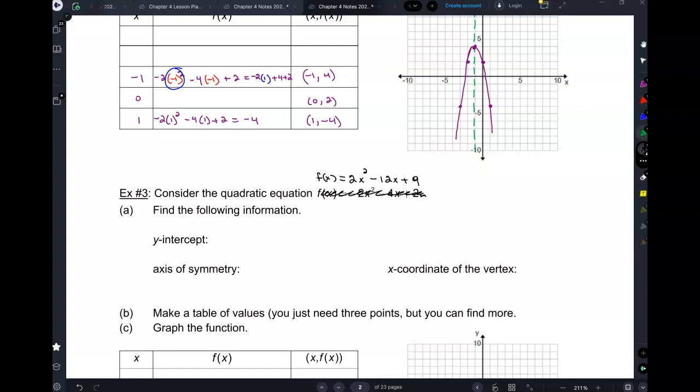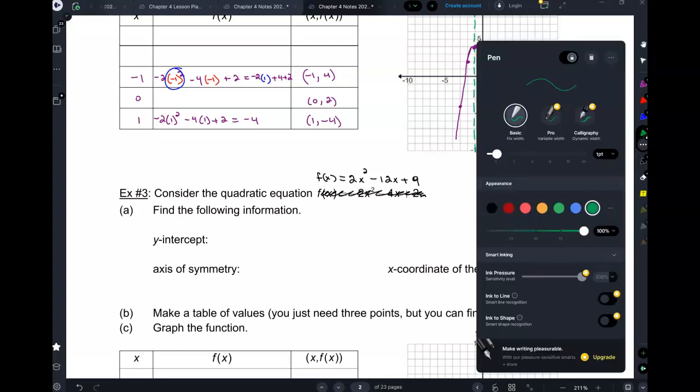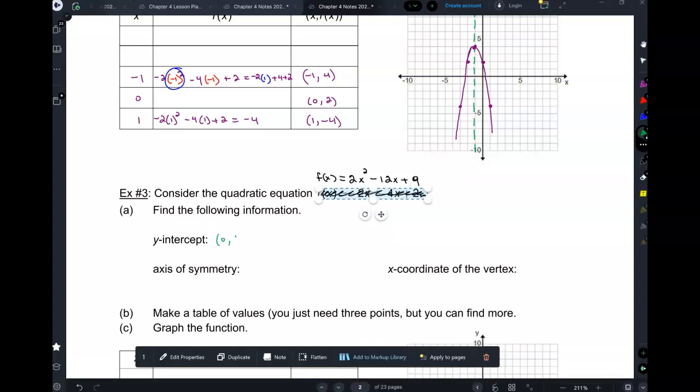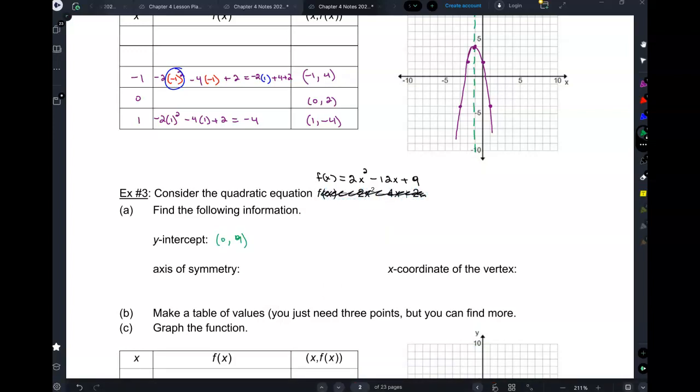Okay? All right. For the y-intercept, there is 0 math. What do we do? What's the y-intercept? It's just 9. So I say 0 comma 9. There is 0 thinking involved there.